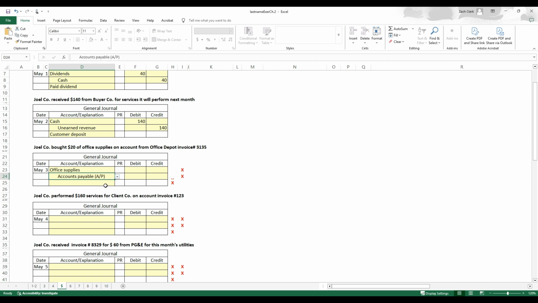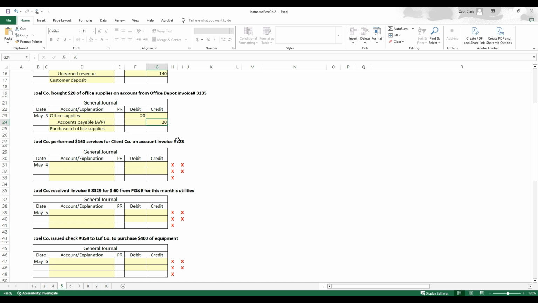And so that's going to spur a thought in our mind that, when something's purchased on account, that means we have not paid cash for it yet. We've incurred a liability, an amount that we will owe going forward. So we'll just say purchase of office supplies, and our office supplies asset account is going to go up $20, and our liability accounts payable is going to do the same thing.